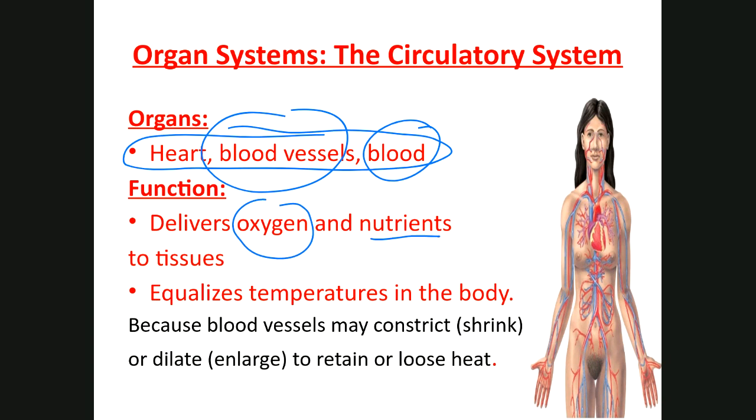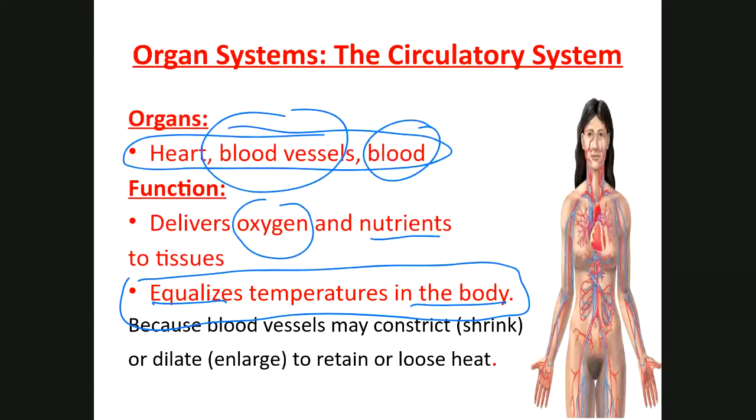Another function of the circulatory system is, again, temperature regulation. It equalizes temperature in the body. So there are three systems involved in thermoregulation: the integumentary system, the muscular system, and the cardiovascular or circulatory system.